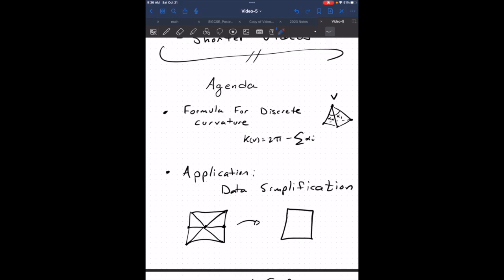And then we'll look at an application of this as data simplification. If we have a triangulation with 0 curvature or even very small curvature, we might be able to simplify our objects by removing some faces and vertices without really changing our geometry. So we have this square represented in 2 ways, but on the right here it has much lower complexity. So in order to do that, we'll talk about a data structure for storing triangulations as well. That's the half-edge data structure.